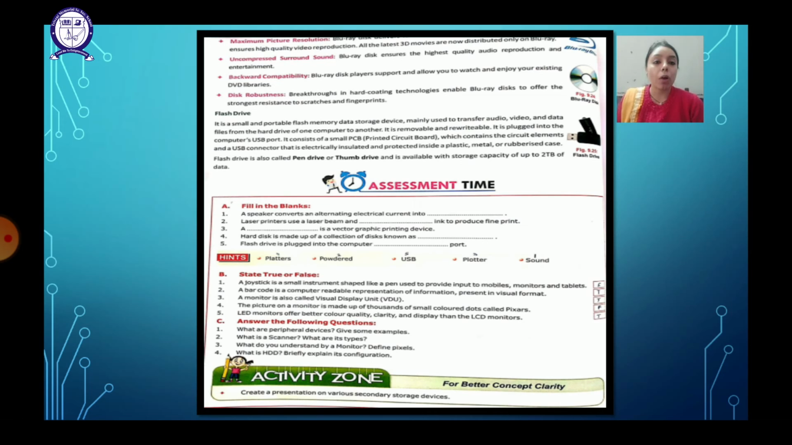So we have learned about the different peripheral devices, input devices, output devices, and your storage devices. With this, the chapter explanation is complete. Now let us move on to the exercise part.